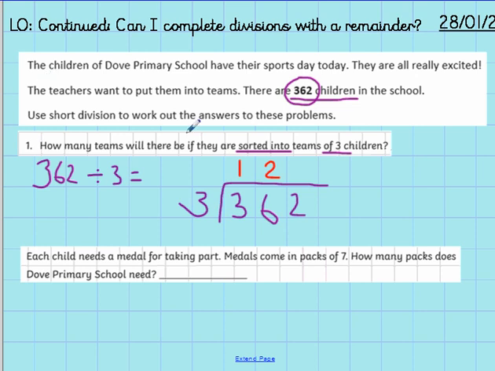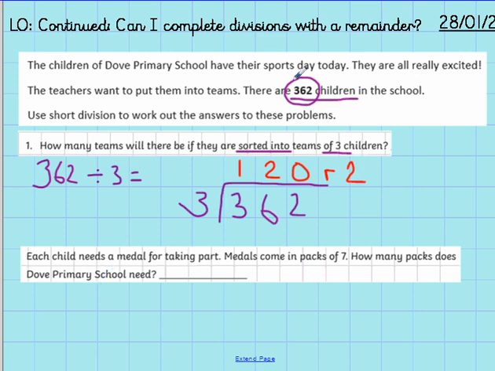Hello, I think you're back with me. Sorry, my internet dropped out then. So we got to this point here. How many 3s go into 2? Now, 0 3s go into 2, and we're going to have 2 remaining. So remainder 2. Even if that is the last digit, we do it in exactly the same way. So we'd have 120 teams, and we'd have 2 children that wouldn't be in a team. So 120, remainder 2.